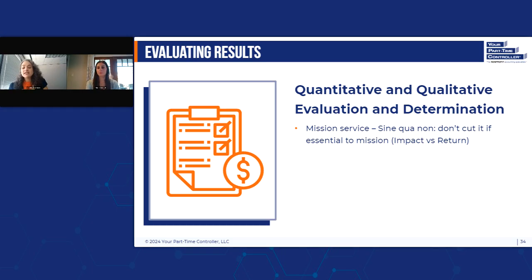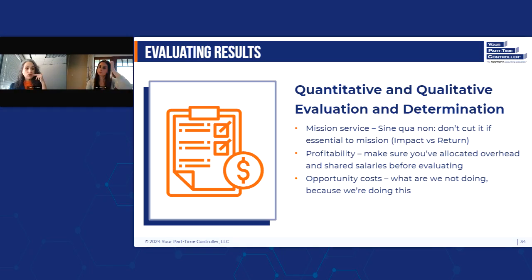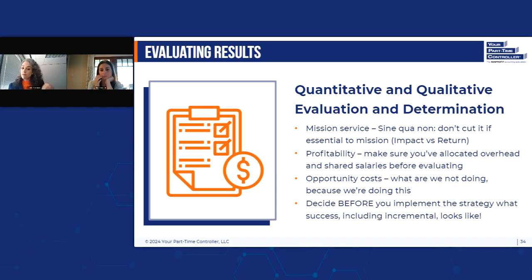So this is a qualitative impact versus return. We're really looking at our impact investment. What was the return on that? How much impact did we have? And then profitability, this is that quantitative evaluation. Did you allocate overhead? Did you include the salaries of providing this? Because if they weren't working on this, they would be working on something else. So that's a true cost of doing this. That's how you calculate those opportunity costs. So what are we not doing because we're doing this? We really want to evaluate that and make sure that this is our best choice.